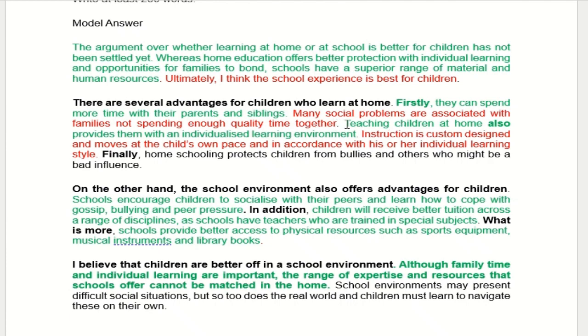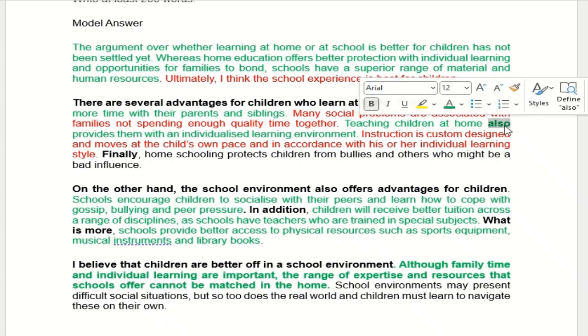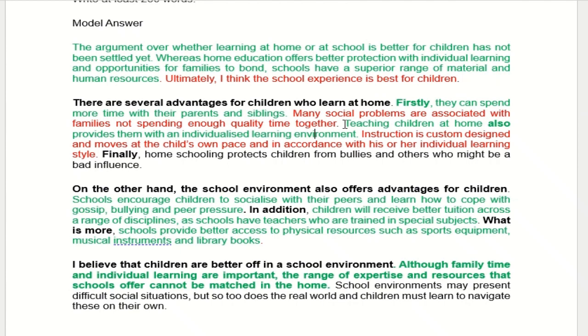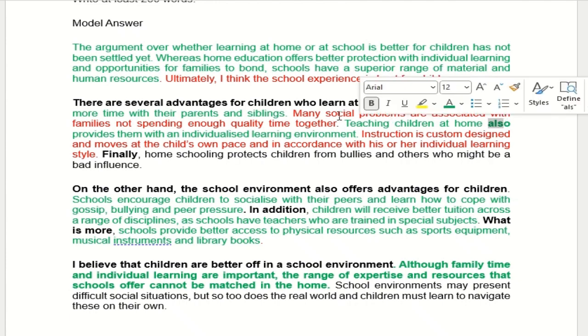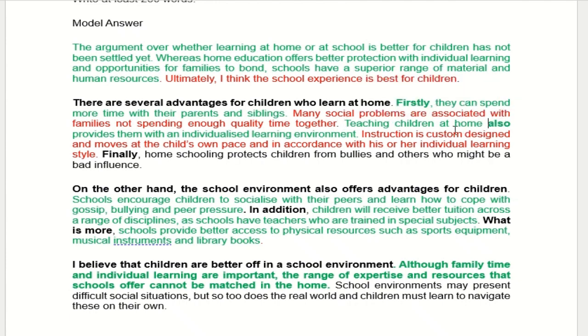And then the second reason is given in the next sentence in green. It says, teaching children at home also provides them with an individualized learning environment. So you can see that this is a second reason because of this linking word here, also. Of course the writer could have given secondly, but it's just a way in which you can create variety by introducing the linker later. This also can come to the beginning, but it's right here within a sentence, and this is allowed. So now this is the second specific reason.